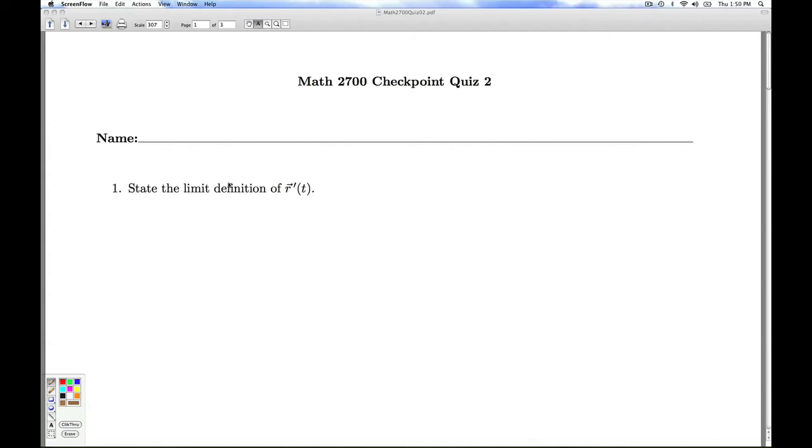Hi folks, this is Calc 3 Checkpoint Quiz 2. We're asked to state the limit definition of the derivative r prime of t.